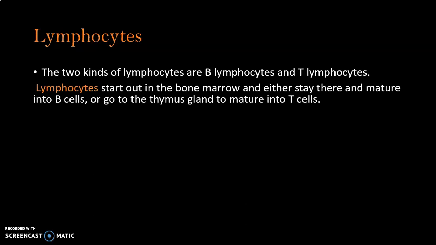Lymphocytes. The two kinds of lymphocytes are the B lymphocytes and T lymphocytes. Lymphocytes start up in the bone marrow, and either they stay there and mature into B cells, or go to the thymus gland to mature into T cells.